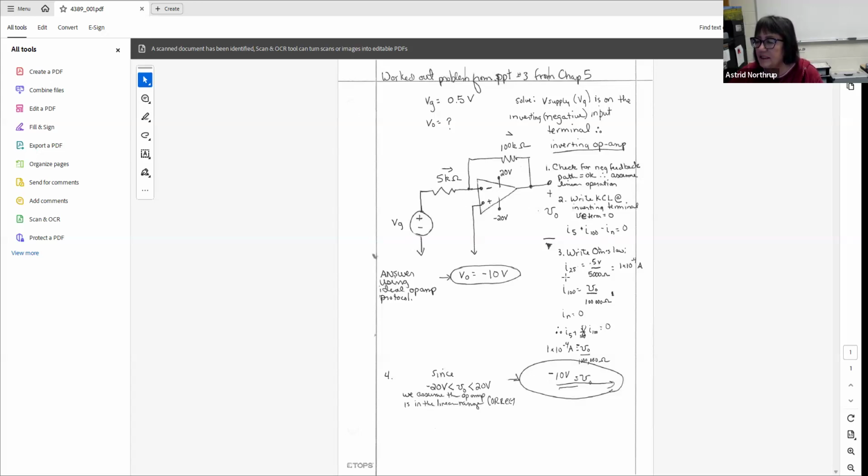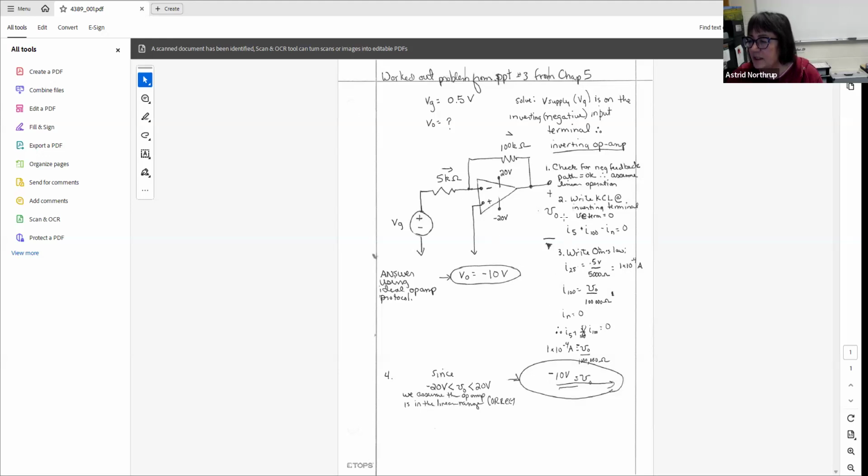We can calculate the current over the 5 kilo ohm resistor, and I've used 5,000 here, so that's correct. With 0.5 volts, voltage over resistance equals current, and we get 1 times 10 to the minus 4 amps. And with the 100 kilo ohm resistor, the current there would be V sub O over 100,000 ohms, because at this node that's all we have. We also know, because we're doing an ideal analysis, that I sub n is equal to 0.